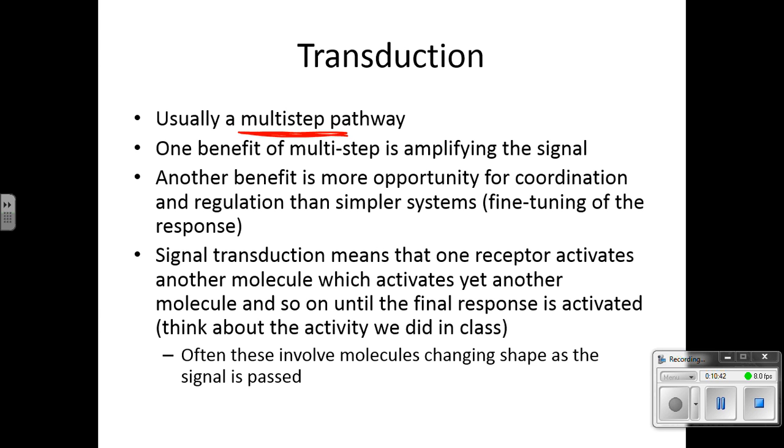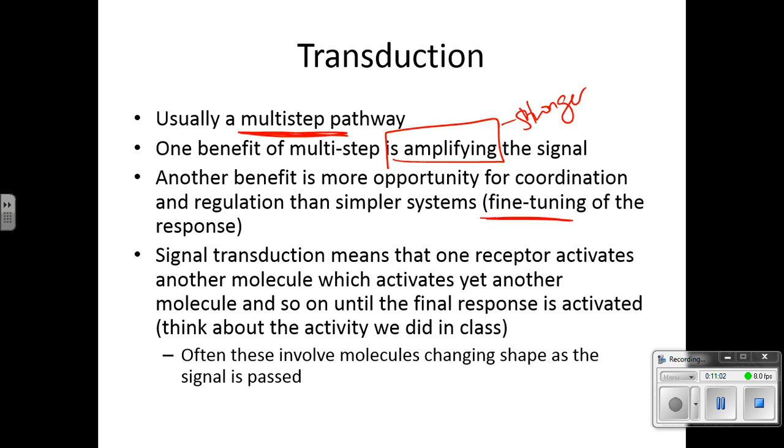One benefit of a multi-step pathway is that you can amplify the signal. Think about what amplify means. You can make it stronger. Another benefit is more opportunity for coordination and regulation in simpler systems. So it's fine-tuning that response. It's going to make it a little bit better.